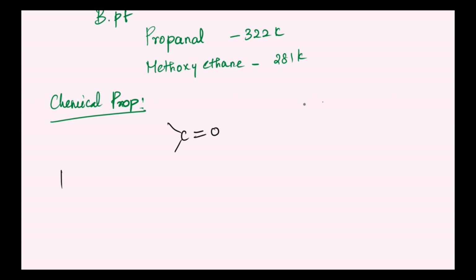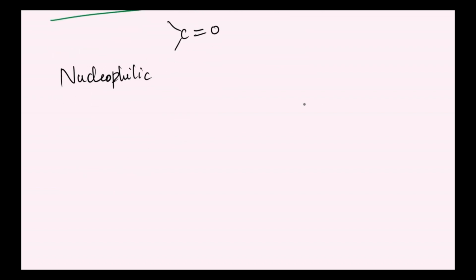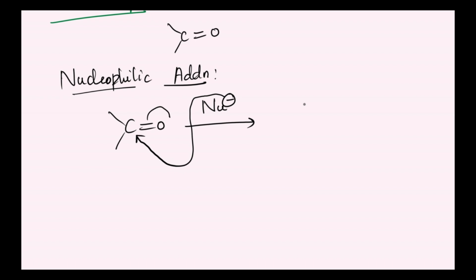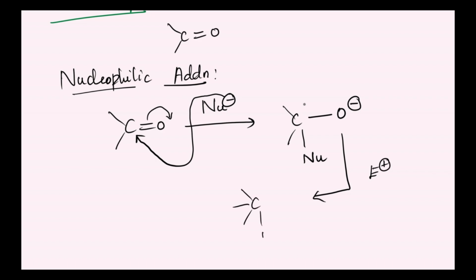Let's start with the nucleophilic addition. Nucleophile, we know that is an electron rich species. What is it that is attacking our carbonyl group? So if a nucleophile is coming into picture, first it will attack over here so that oxygen becomes O minus. Then an electrophile or any positive group comes into picture, which will neutralize the oxygen. So that is what the general category is.